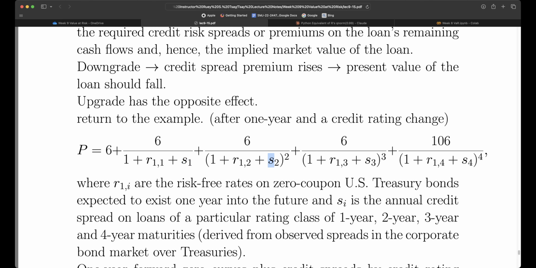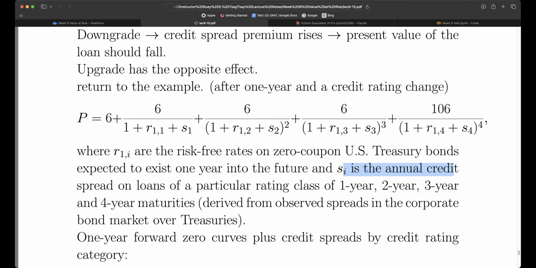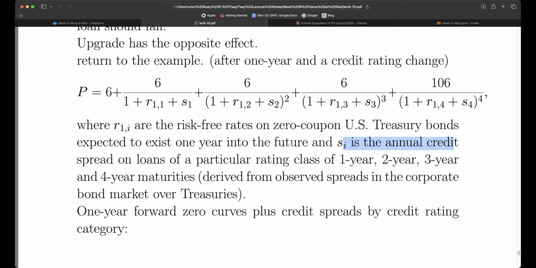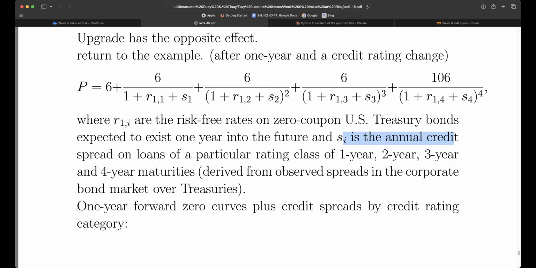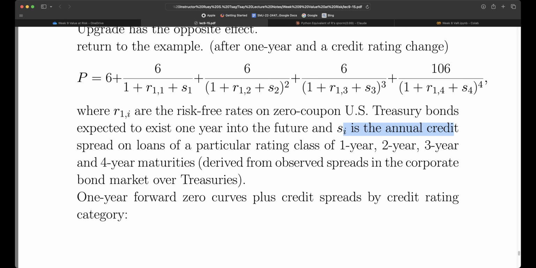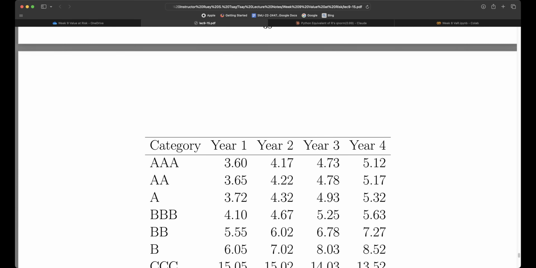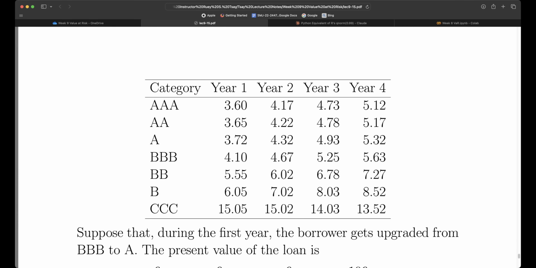Where R1 is the risk-free rate on a zero coupon US Treasury bond expected to exist 1 year into the future, and Si is the annual credit spread on a loan of a particular rating class for 1 year, 2 year, 3 year, and 4 year maturities. They are derived from observed spreads in the corporate bond market over Treasuries. 1 year zero coupon rate plus credit spread, by credit rating category. So here, this is the credit rating category.